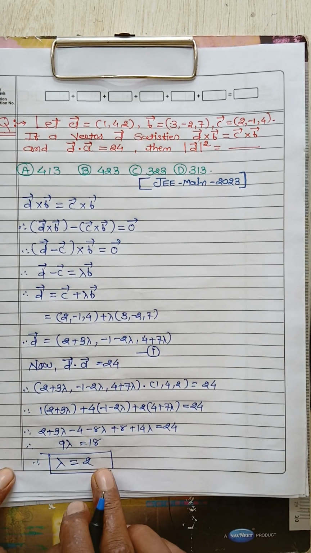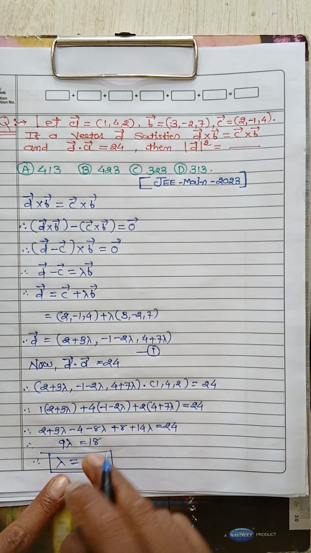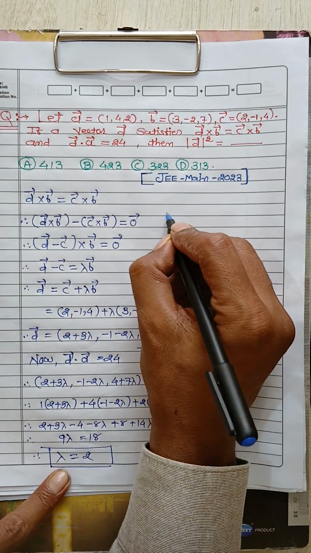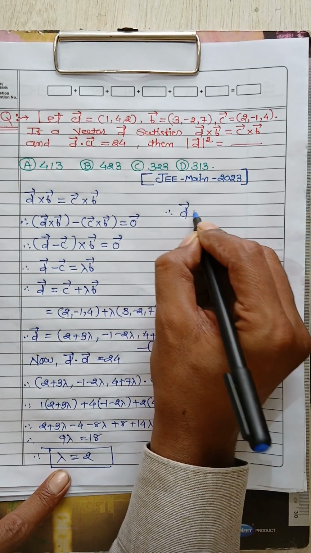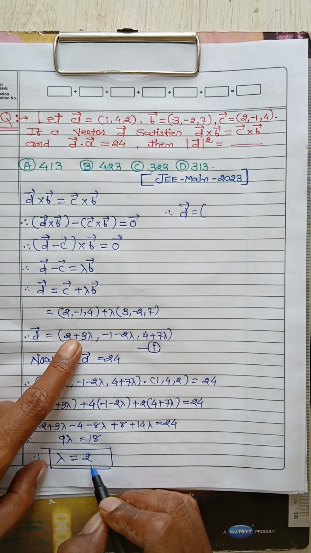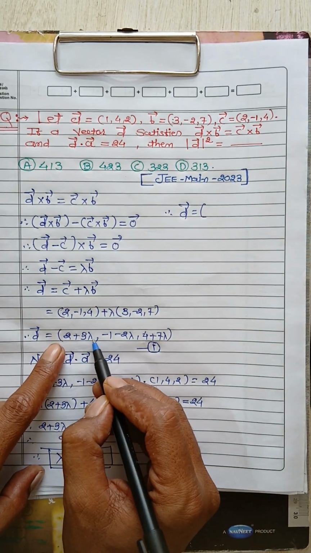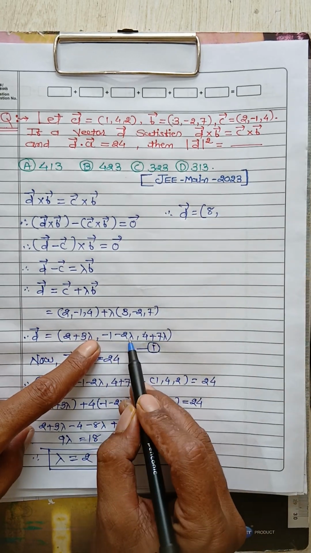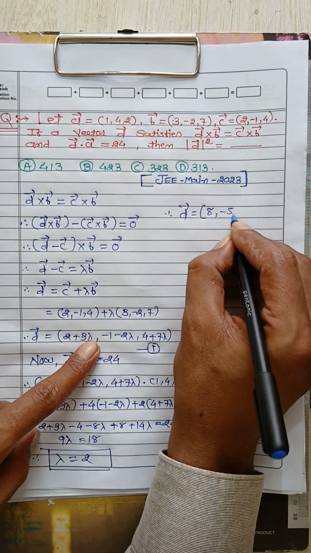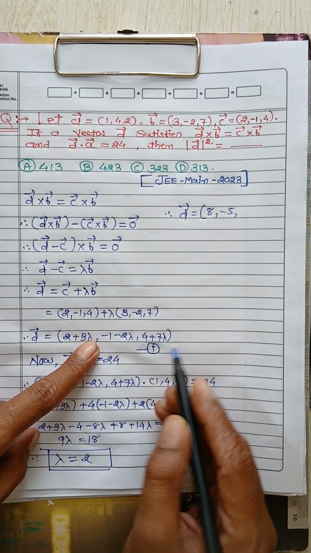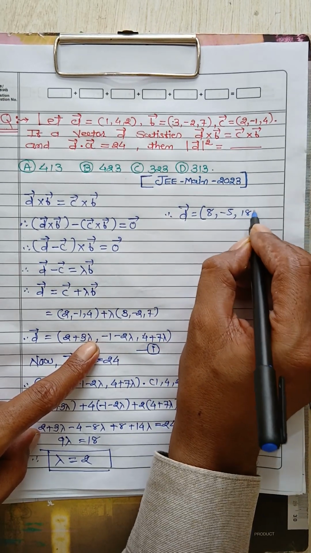Now by substituting this value of lambda in equation number 1 we can find vector D. So our vector D will be equal to 2 plus 3 lambda, and lambda is 2, so 3 into 2 is 6 plus 2 is 8, minus 1 minus 4 will give us minus 5, and 4 plus 7 lambda, so 14 plus 4 will be equal to 18.